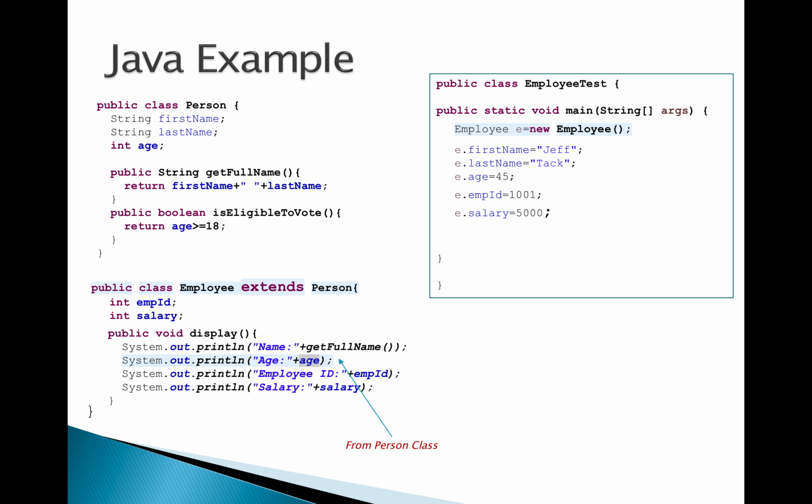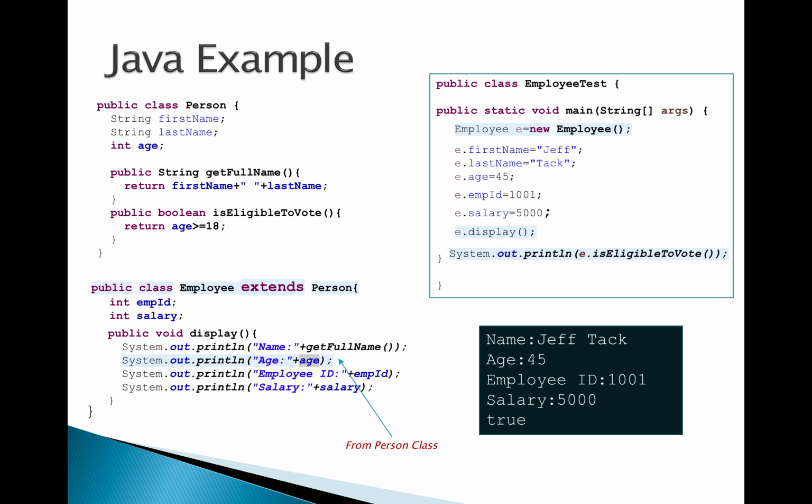So I set up all these values, and once I set them up, I'm going to call the display method. When I call the display method, which is from the Employee class, it is going to print all the details. And finally, I can even use the Employee object to call get full name or is eligible to vote directly, by means of e.getFullName or e.isEligibleToVote. In this case, the output that is going to be displayed is name, age, employee ID, and salary, and after that, is eligible to vote is going to give true or false.